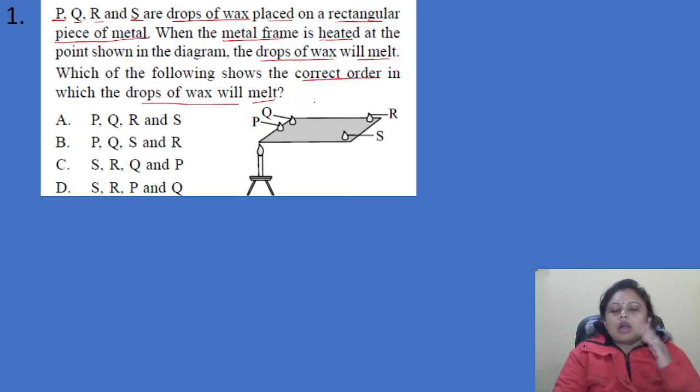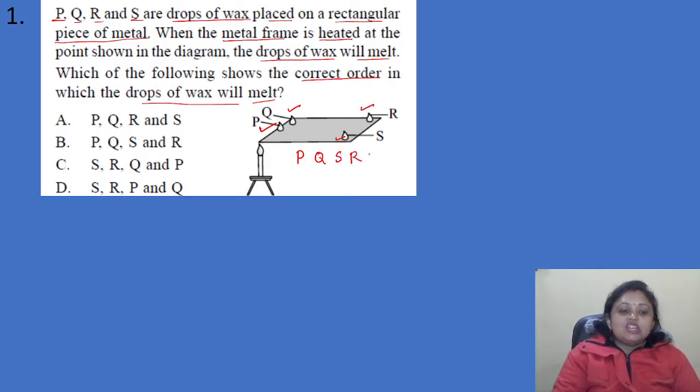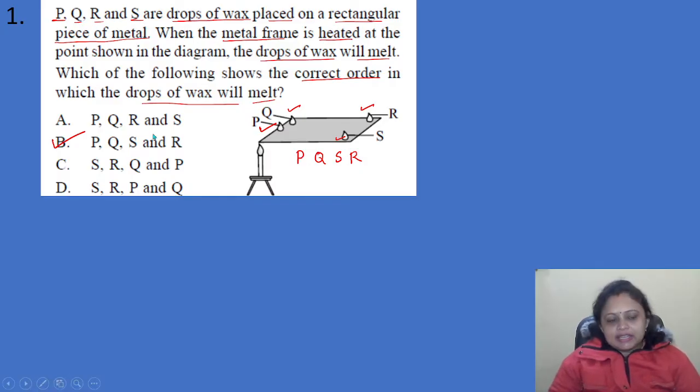Okay, so which drop of wax will melt first? Of course, the one at the least distance from the burner. At the least distance from the burner, P is present, right? So P will melt first. Then the next distance is for Q, then S, and R is placed at the maximum distance. So the correct order will be P, Q, S, R. And where is it present? It is present in option B. So option B is the correct answer.